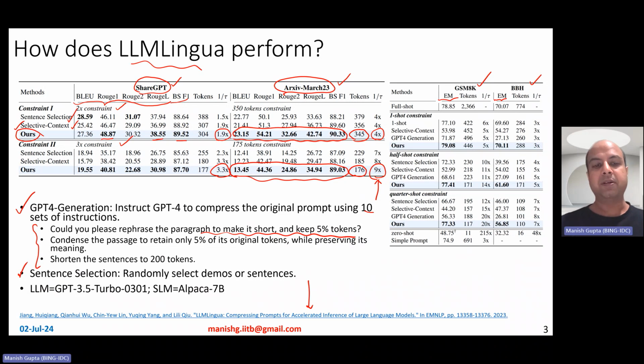Now the results on GSM 8K and Big Bench Hard are shown on the right side. And they are shown around different kinds of constraints, like one-shot constraint, just having one demonstration example, half-shot, reduce the demonstration examples by half, or quarter-shot, reduce the demonstration examples to a quarter of the original set of examples. Okay, so there are also these zero-shot and simple prompt results which are reported, and as you observe, again, LLMLingua gives you really good results along with good compression as well. Okay. So for these particular experiments, they experimented with the GPT 3.5 Turbo as the large language model and the Alpaca 7 billion as the small language model.